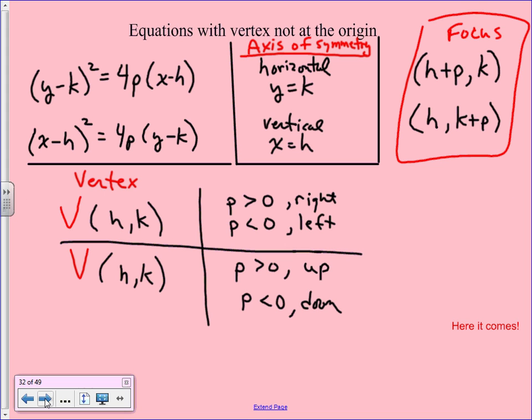So the two forms of the equation are (y minus k) quantity squared equals 4p times (x minus h). This other version, when the x and y are switched, is (x minus h) quantity squared equals 4p times (y minus k). The axis of symmetry for the one where the y is squared is a horizontal line, y equals k. For the one with the x squared, it's a vertical line, x equals h. You will have to name axes of symmetry in different situations, so you need to know how to do that.